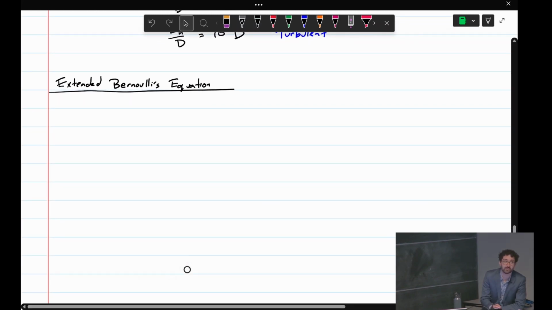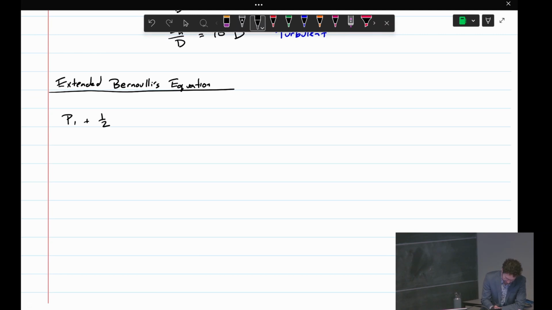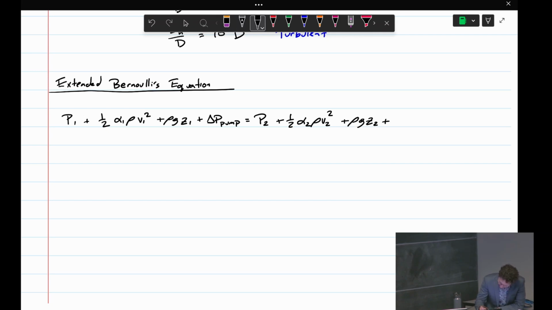Okay, so I'll give the two forms that we talked about in the class, which is P1 plus 1/2 alpha 1 rho V1 squared plus rho g Z1 plus delta P pump equals P2 plus 1/2 alpha 2 rho V2 squared plus rho g Z2 plus the frictional losses.